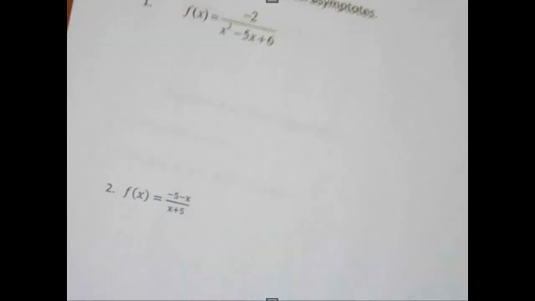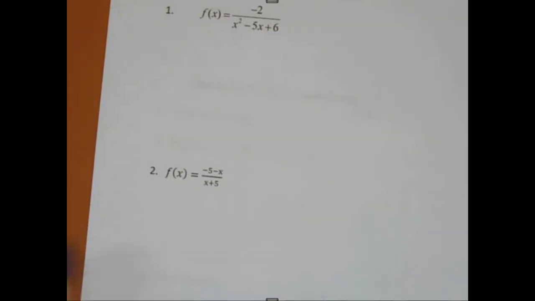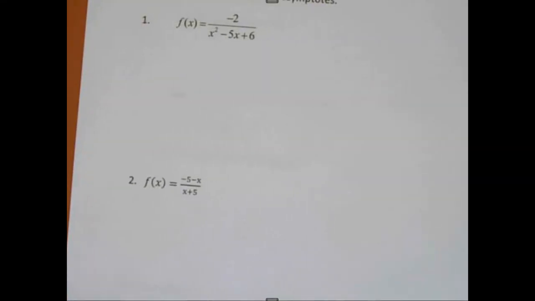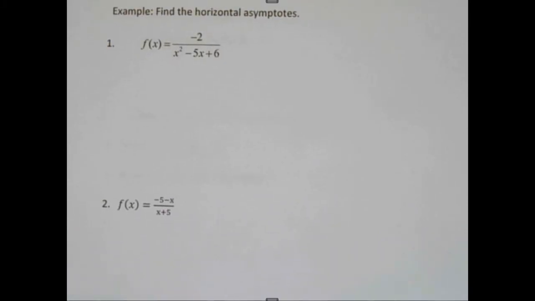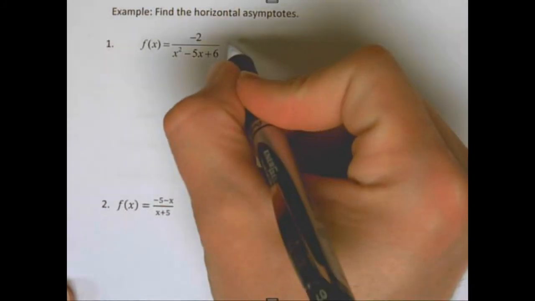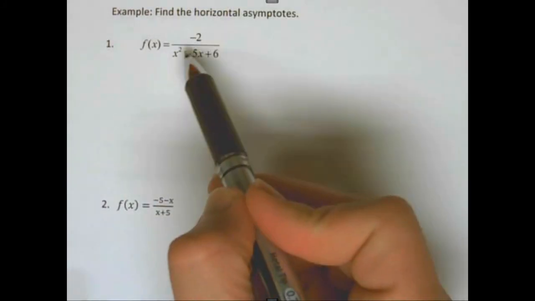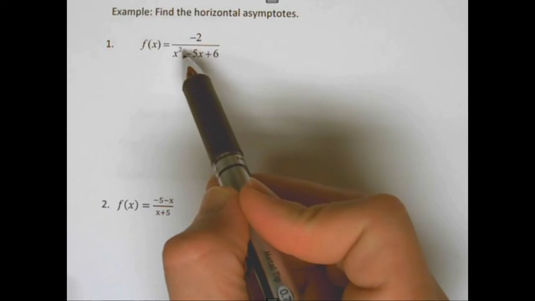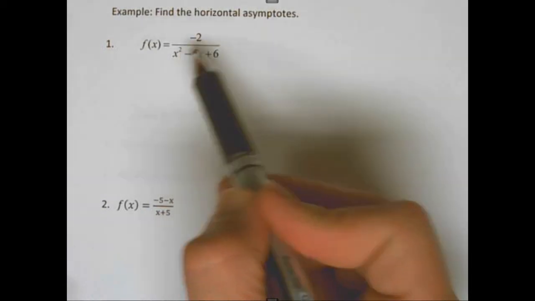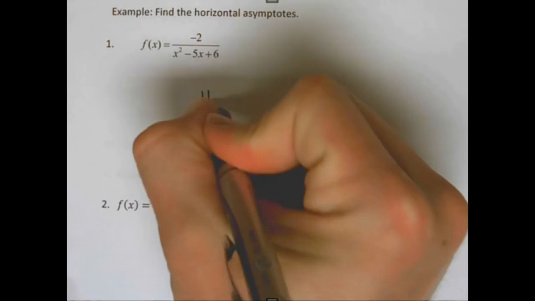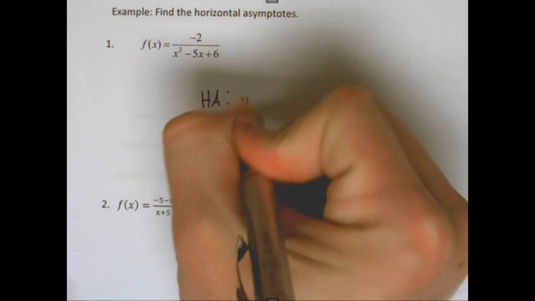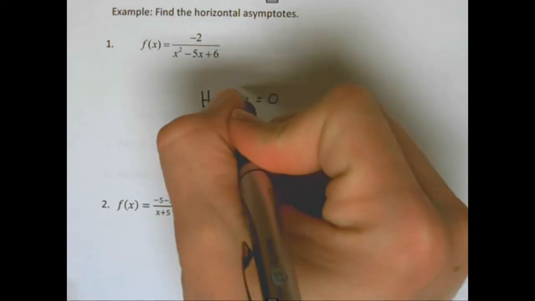Okay, so let's look at these examples here and see if we can find the horizontal asymptotes. We already factored these first two, but go ahead and pause and try them. Here, the degree on bottom is bigger. The degree on bottom is 2, and the degree on top is 0. So your horizontal asymptote is y equals 0.